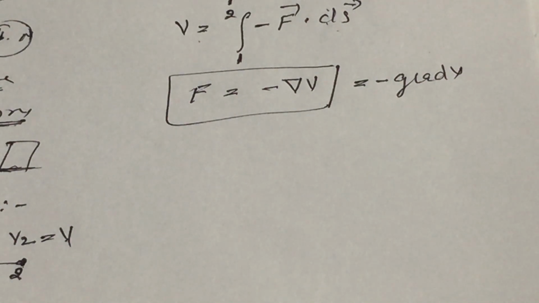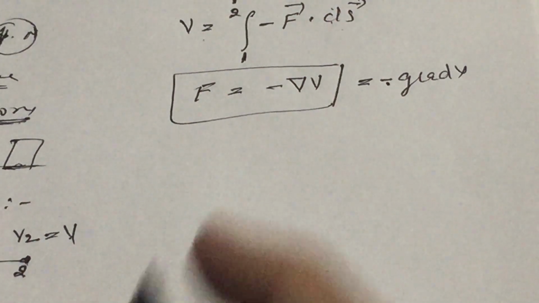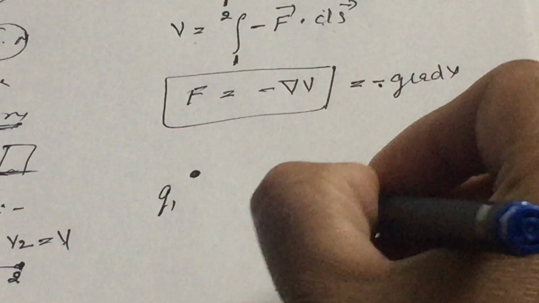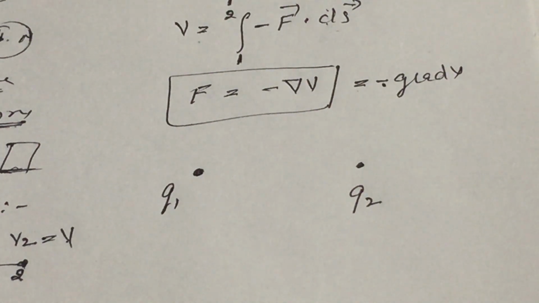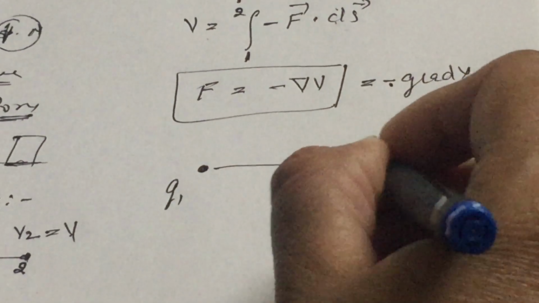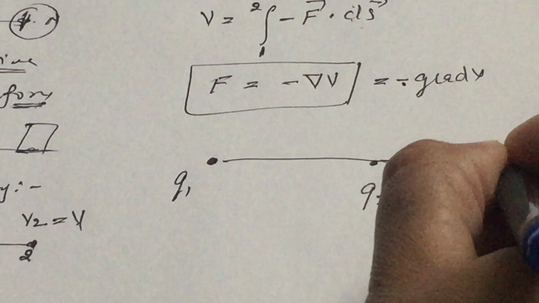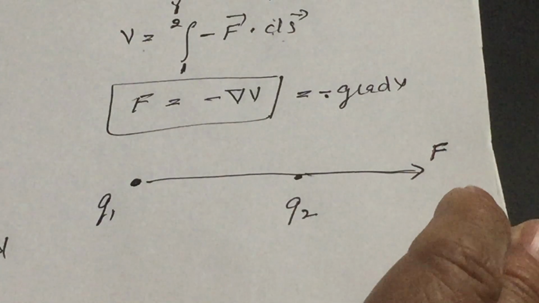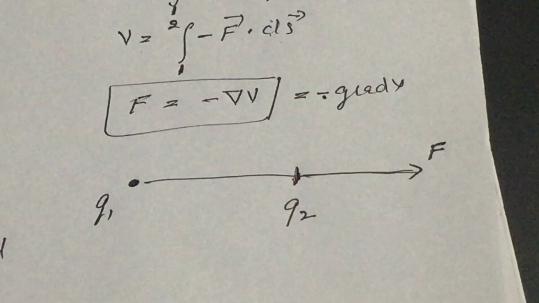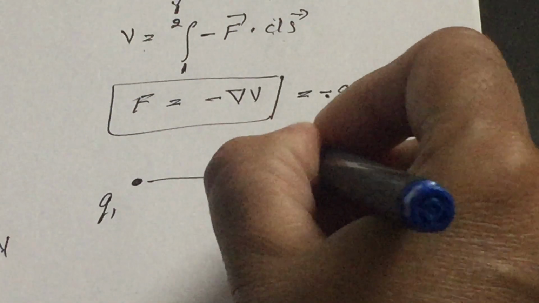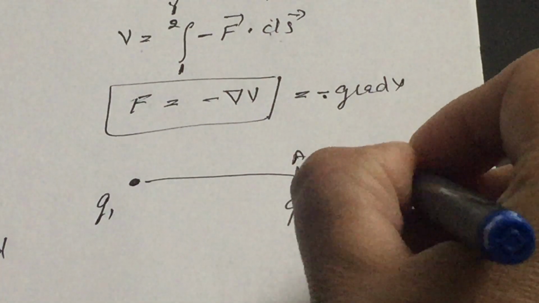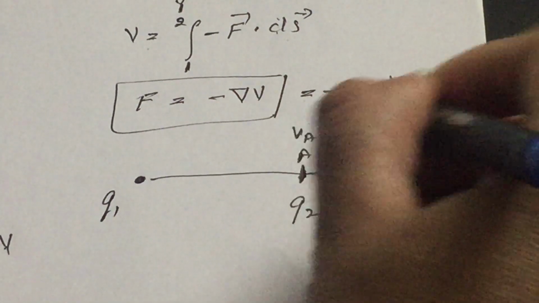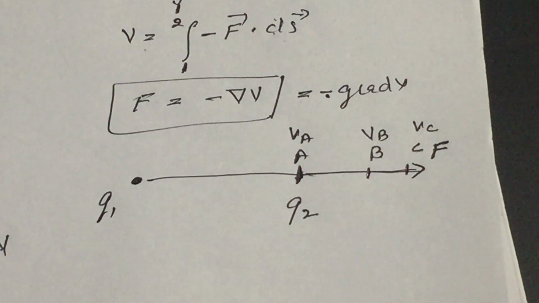Let us consider what this negative sign is indicating. If we have two charges Q1 and Q2, we know that Q1 applies a force on Q2 in this direction. This is the direction of force. And if we move the position of the second charge from A to B and from B to C, we are changing the position, then we are changing the potential energy of the second charge.